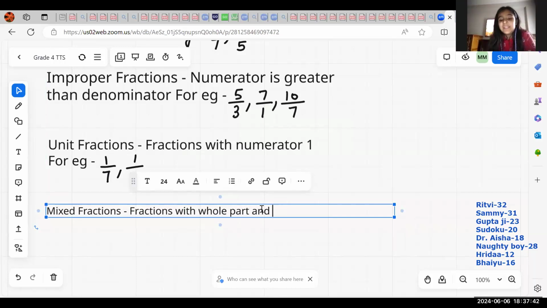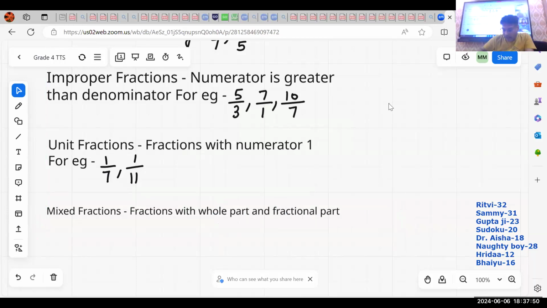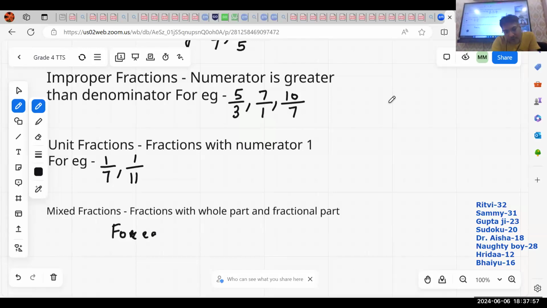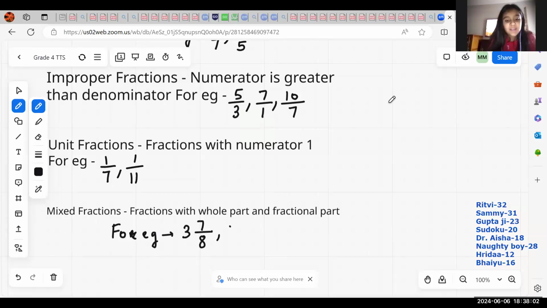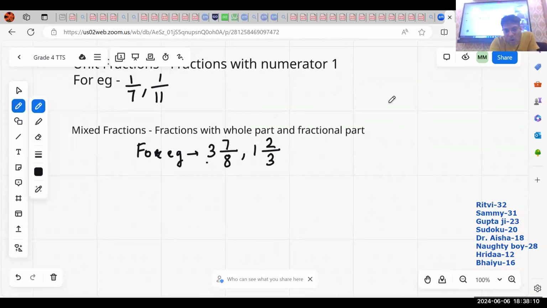Fractions with a whole part and a fraction part. So fractions with whole part and fractional part. For example, 3 7/8. Sir, I didn't understand the fraction that goes in a whirl. Yes, I will tell you, beta. This is your whole number, which is full. And this is your fraction part.